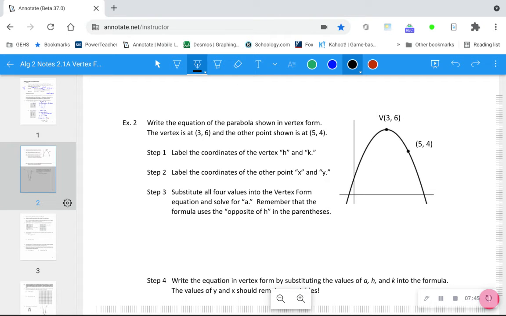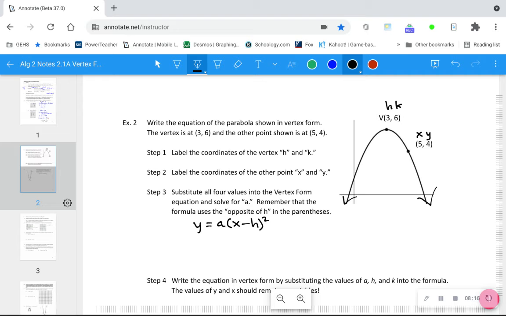On page 2, we're given some problems where they give us the vertex and another point, and they want to know what the equation of this parabola is. Well, we do know that the a value has to be negative when it points downwards like this, but other than that, we have to figure out what a is. So the vertex is always h and k, and this other point we'll just call generic x and y, and we're going to plug that into the vertex form here.